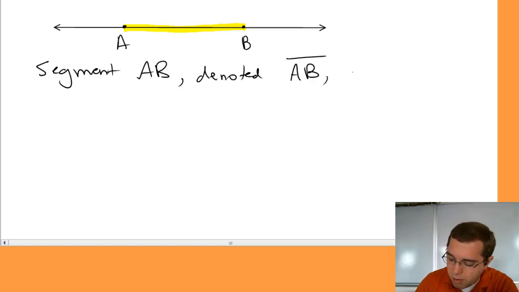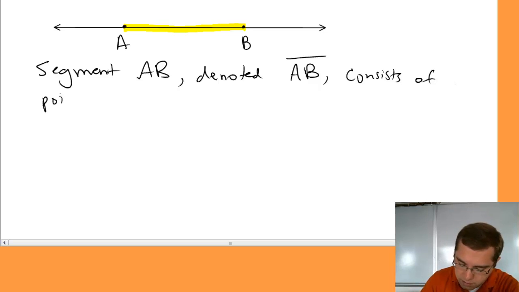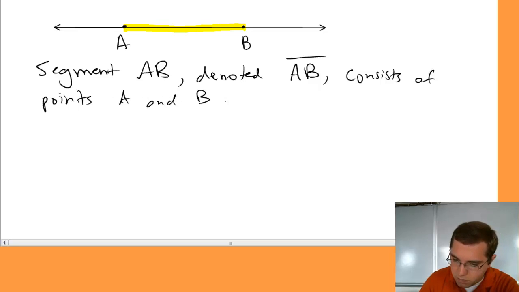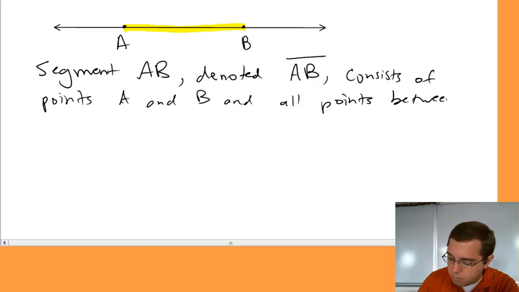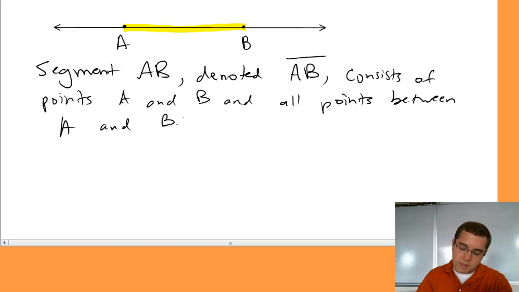Segment AB, denoted like that, consists of points A and B, and all points between A and B. Makes sense? It's the endpoints, A and B, and all the points in between them. That's one way to take a chunk out of a line.